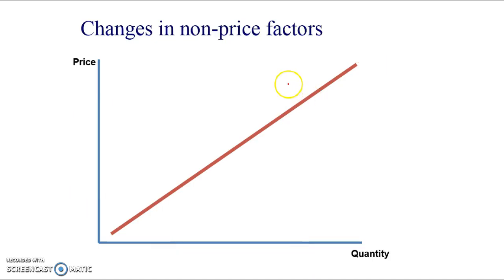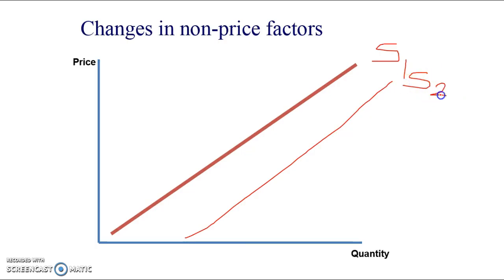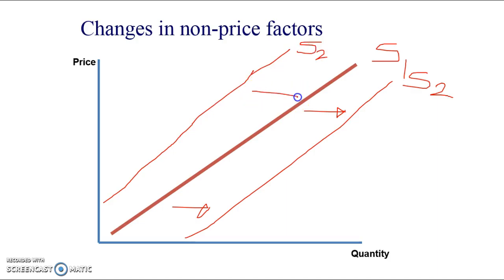So a change in a non-price factor, though, as before, causes just a shift inwards and outwards of supply. I don't think I've added any animation there, so I'll just draw in another one. So a change in a non-price factor, and we're going to go through these in a second, can cause supply to shift outwards. That's supply shifting outwards. And a change might also cause supply to shift inwards. So this is supply shifting inwards.